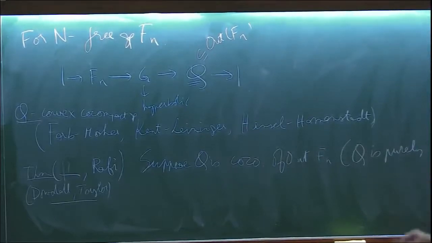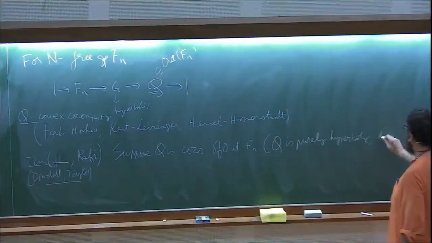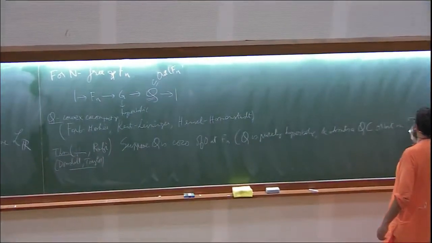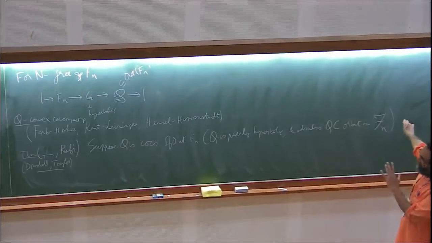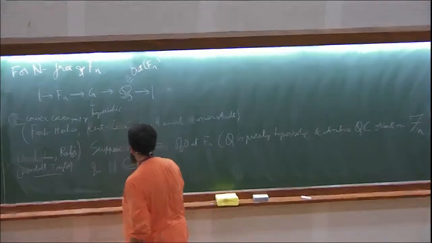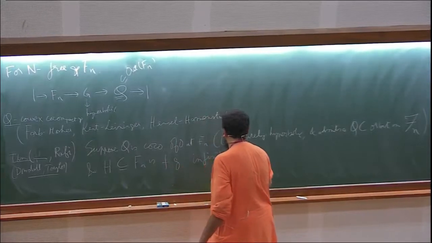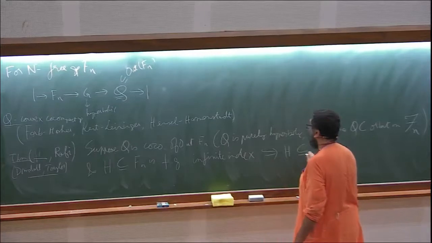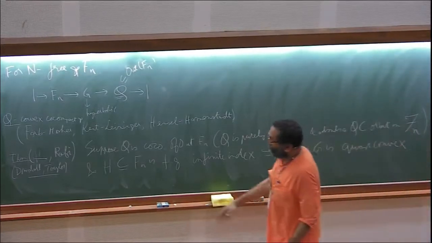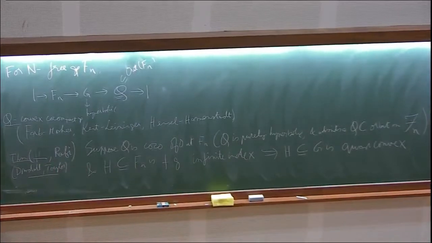So Q consists of purely hyperbolic automorphisms and admits a quasi-convex orbit in a certain three-factor complex. There's a certain hyperbolic complex associated with this. And H contained in Fn is finitely generated, infinite index. This implies that H contained in G is quasi-convex.